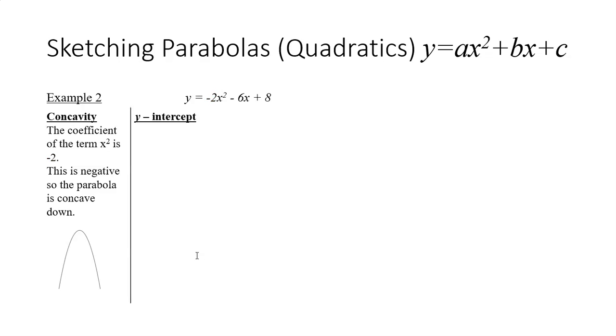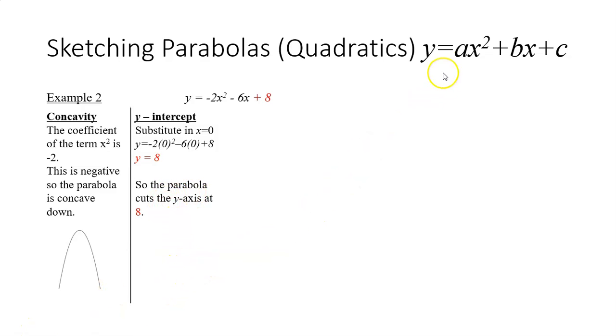The next bit is we want the y-intercept, where it cuts the y-axis. So if you recall, we substitute in x equals 0. On doing that, -2 lots of 0 squared minus 6 lots of 0 plus 8. Again, you can do that on your calculator. And we get y equals 8. Okay? That's that same value there, positive 8. So the parabola cuts the y-axis at 8.